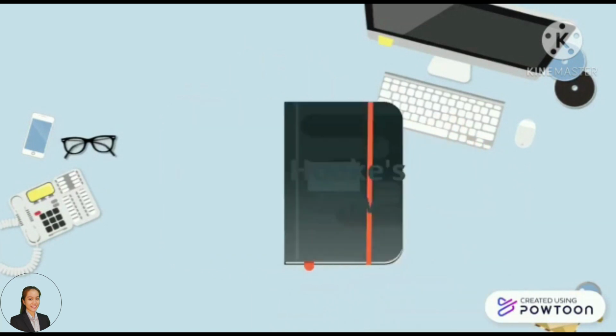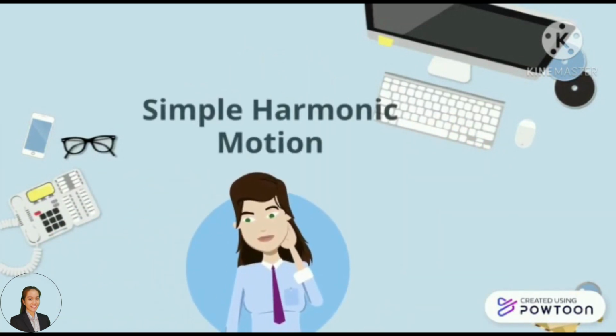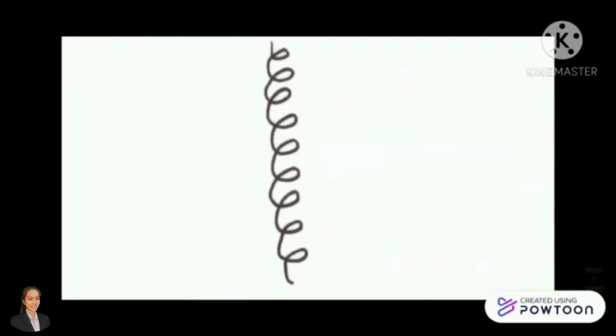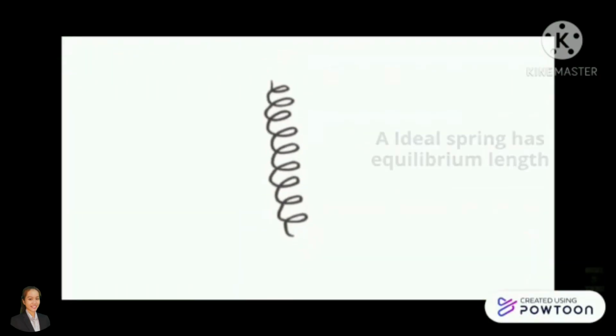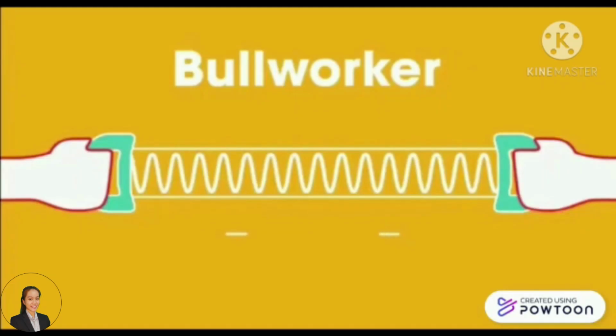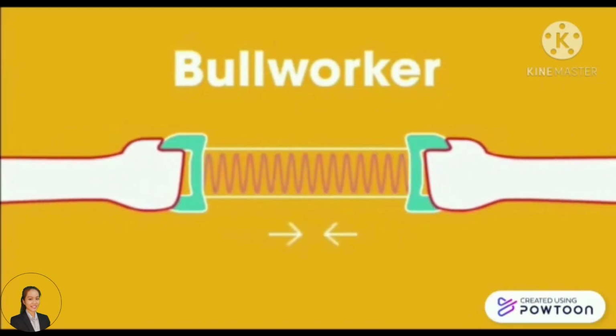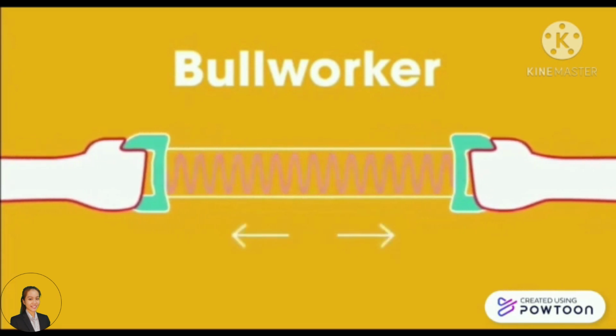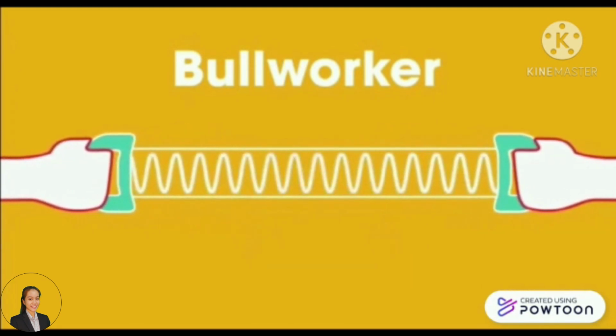What is Hooke's law? Hooke's law we also know as simple harmonic motion. An ideal spring has an equilibrium length. When the ends are pushed inwards, the spring is compressed. The bigger the force, the more the spring is compressed. If the force gradually reduces, the spring expands until it regains its original shape.